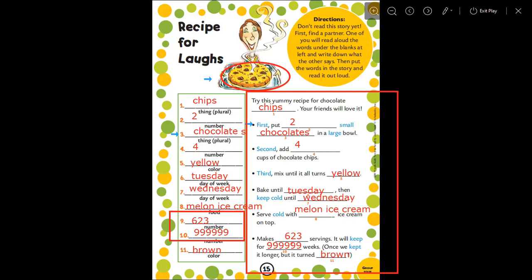Makes 623 servings. It will keep for 999,999. Oh, wait, not real. Okay, continue. Yeah, it's okay. One week, keep it longer, but it turned brown. Yeah, it turned brown. So, correct. This number is accepted, but not in real, okay? That's a very long time. So much long time. Maybe I'll be dead already.